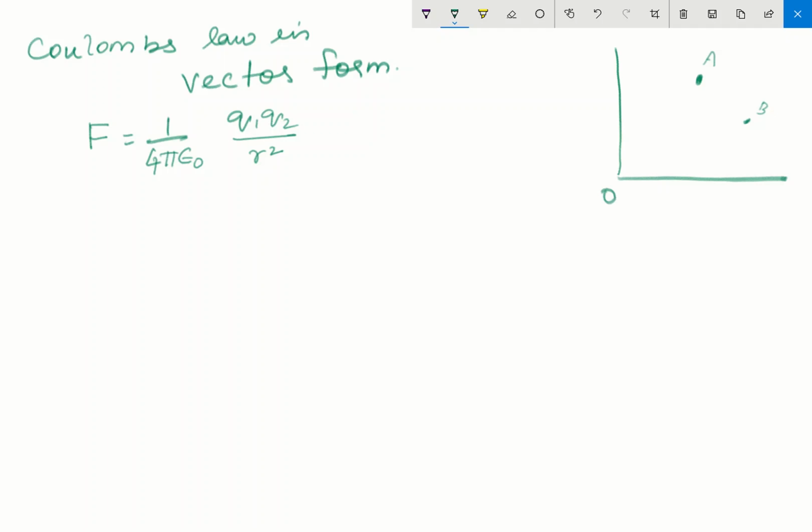With respect to the origin, the displacement vector, sorry, the position vector for OA, let that be denoted by R1. R1 is the position vector of A, the charge A. Let me give the charges here: Q1 for A, and Q2 for B. This is the position vector of B, R2.